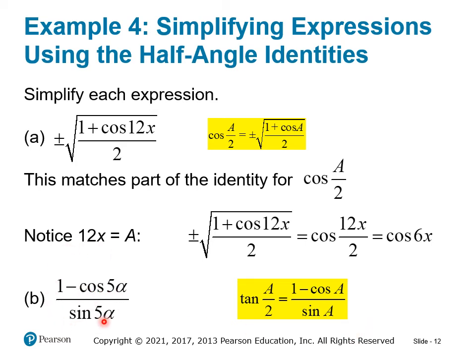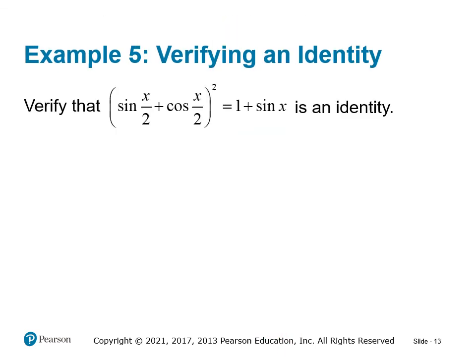I can do the same thing here. Notice that what I have here is the right side of the tangent of a over 2. And here a would be 5 alpha. So what I'm looking for is the tangent of 5 alpha over 2. Again, I like to write these out side by side or on top of one another so I can really figure out what the angles are. Here a was 12x, here a was 5 alpha, and then I can manipulate the other side of the equation using that value.